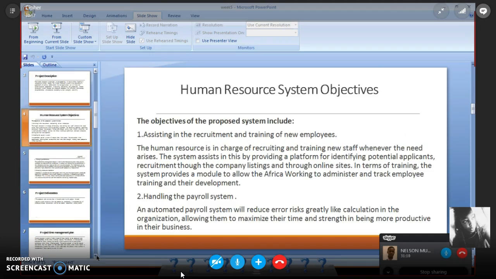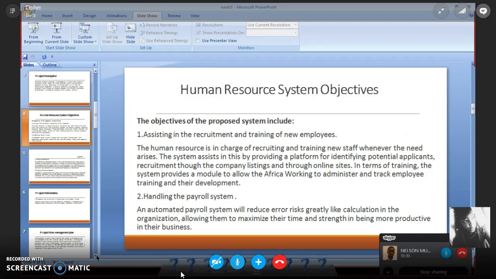Thank you, Nelson. So I'll take you through the objectives of the human resource system. The following are the objectives. Number one is to assist in the recruitment and training of new employees. So, of course, in the future or even now, there'll be need for new staff, and thus the HR system comes in to recruit and train and perform induction for new employees.